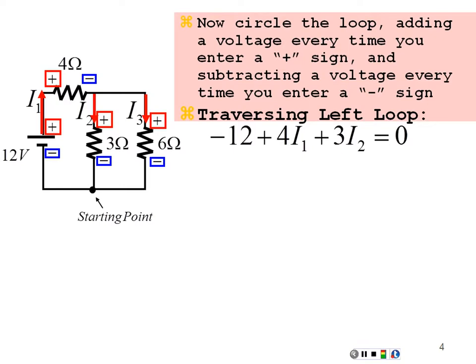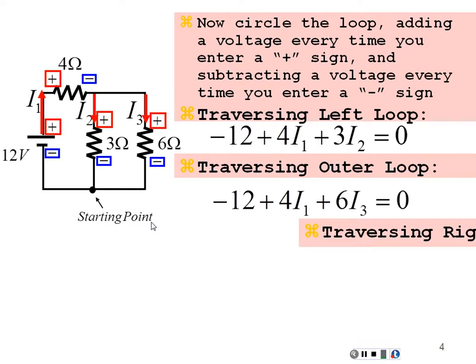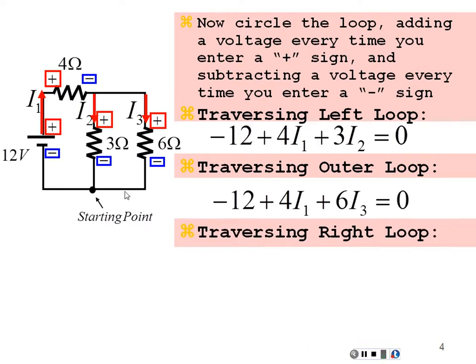So I have an equation with 2 unknowns. If I were to go around the outer loop and bypass this middle branch, I'm just going to go around this outer circumference loop, then I would have a negative 12 plus 4I1, and then going over here, plus 6I3 equals 0. If I were to go around the right loop, I would have a negative 3I2 plus 6I3 equals 0.